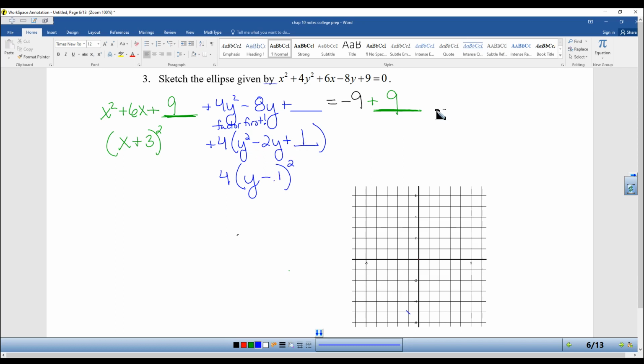But you do not add a 1 to the other side, because if you remultiply this, 4 times y squared is 4y squared. 4 times negative 2y is negative 8y. And 4 times 1 is 4. Because this 1 is affected by the 4 that's on the outside, you've actually added 4 to this problem. And so this side ends up being 4 because the two 9s cancel.